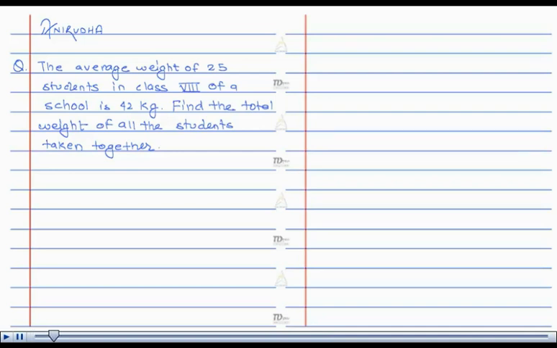Hello, I am Anirudh. The question is, the average weight of 25 students in class 8th of a school is 42 kg. Find the total weight of all the students taken together.